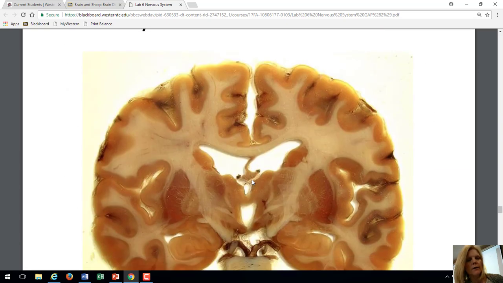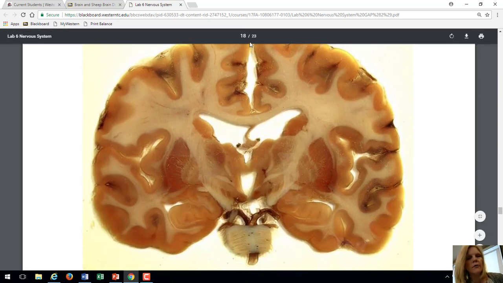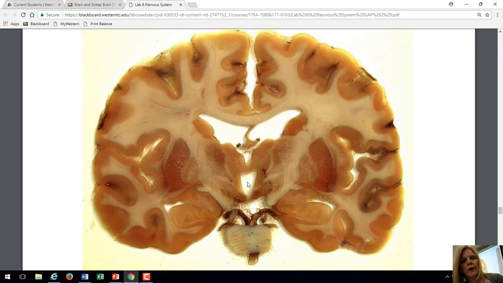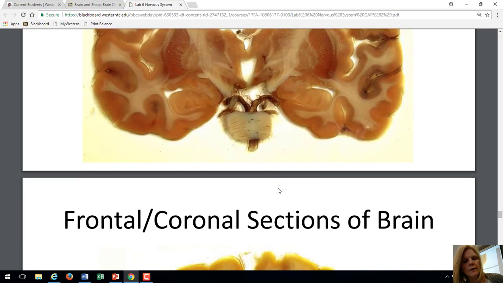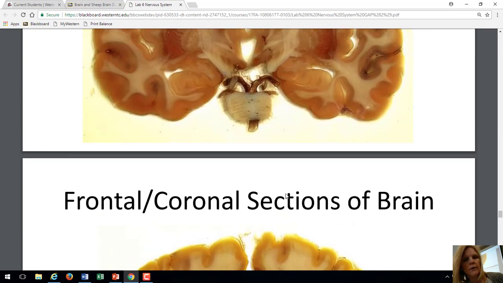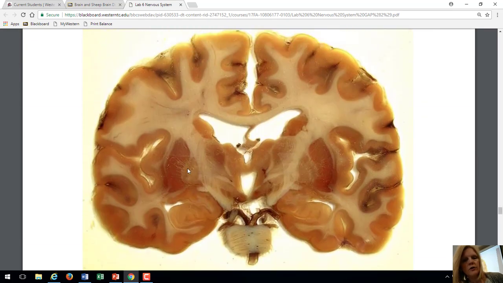Let's go down and look at some other ones. Here we can really see it nicely. Here's my longitudinal fissure. Here's my lateral ventricles. Here's my third ventricle that would be around the thalamus. And then we have these other structures, these pie-shaped structures out here on the side. There's a better one here. We'll look at this one. These pie-shaped structures are called the basal nuclei.